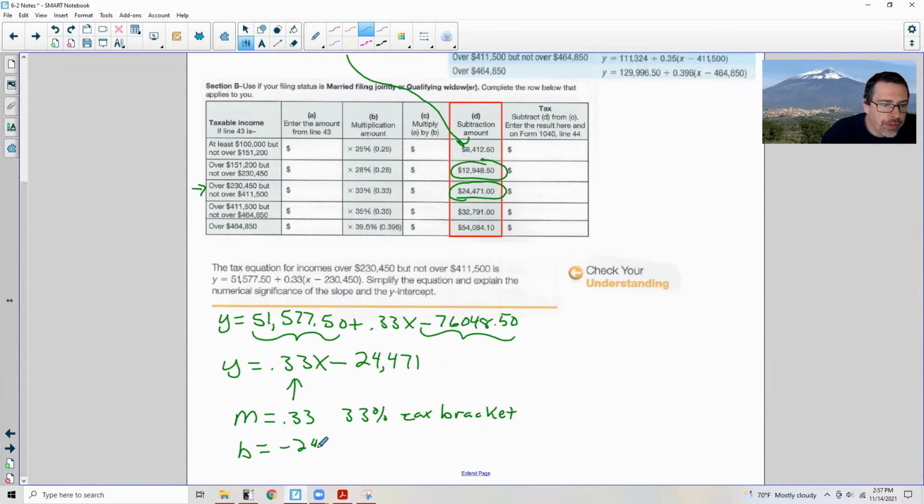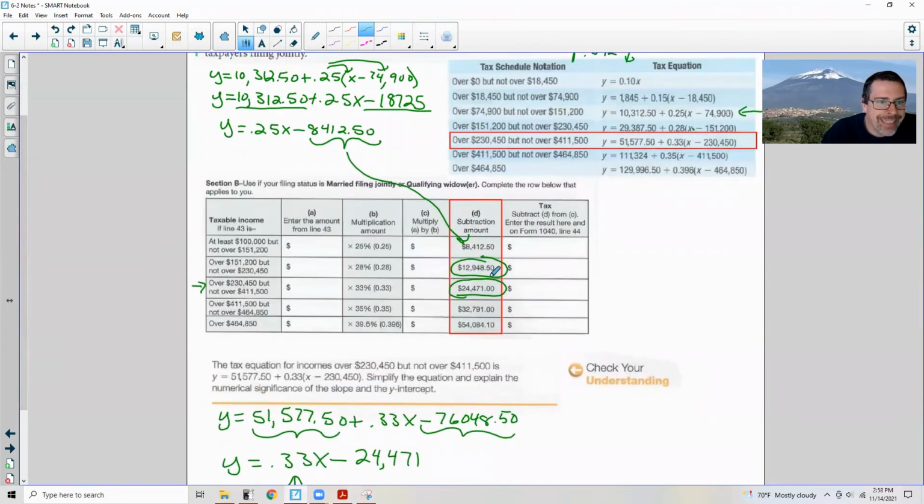What's the negative $24,471? Well, that $24,471 is the amount of tax that was charged that would be more than the 33%. So we're charging 33% in this bracket. You don't want to charge 33% to this, or this. So this amount here is the 10% up to 18, which would be the 8,000 plus the 12,000 plus the 1,845.